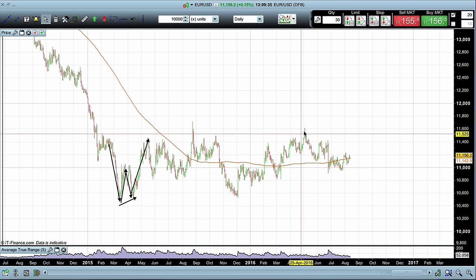So today we're going to do the Euro US dollar. First thing we're going to do is start all the way back here in 2014, because quite simply, it's very easy to see what the market has been doing since then. It's been in a very, very strong downtrend.